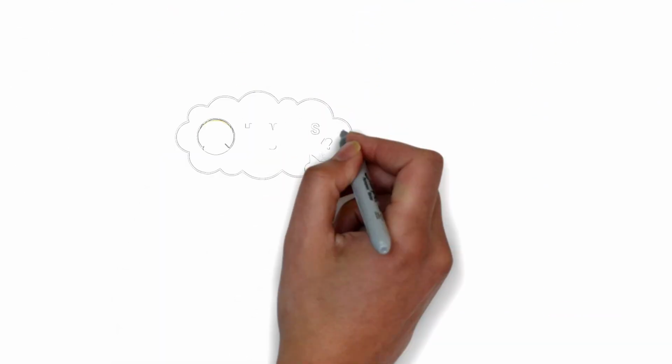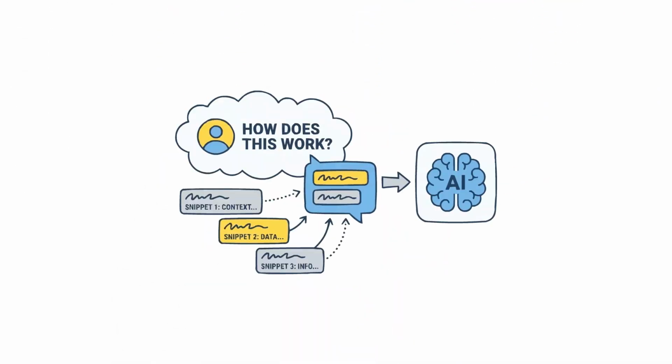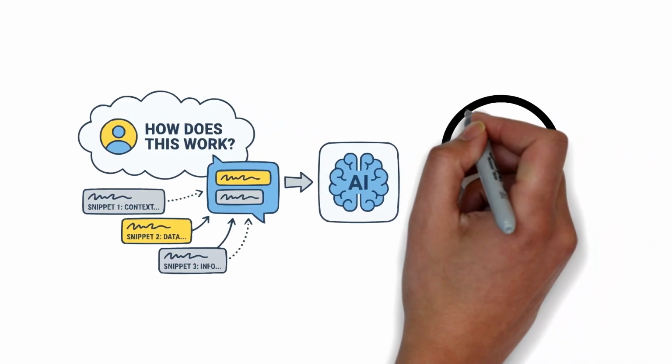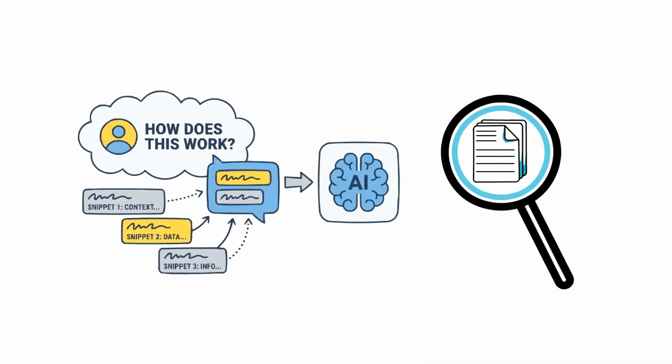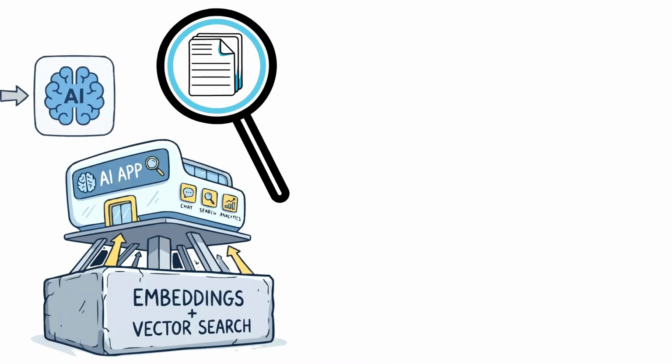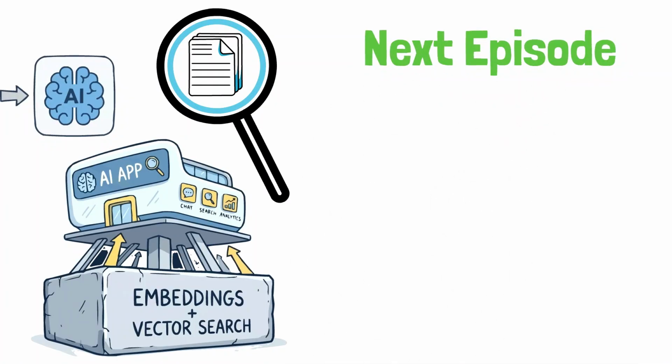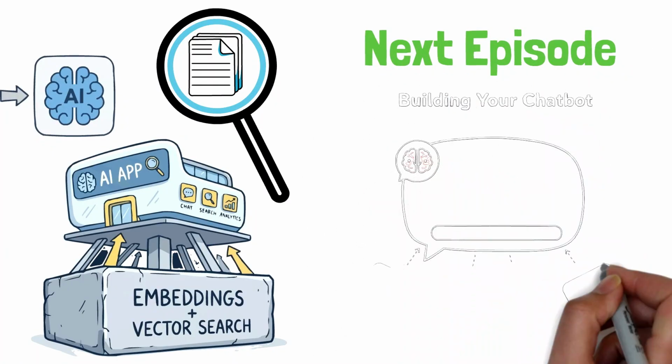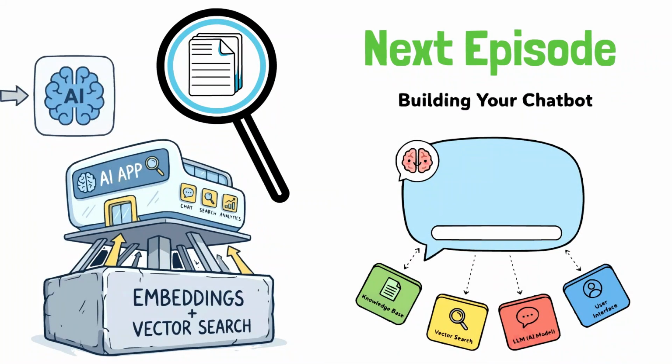You chunk your documents, create embeddings, store them in a vector database, and retrieve the most relevant chunks using vector search. This is the foundation of modern context engineering. In the next episode, you'll see how to turn this process into a real RAG chatbot using no-code tools.